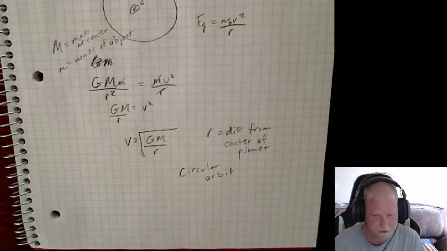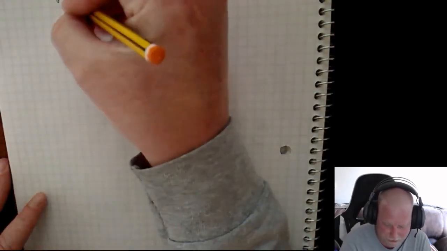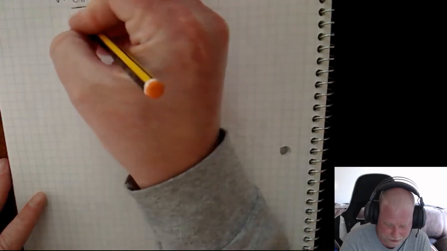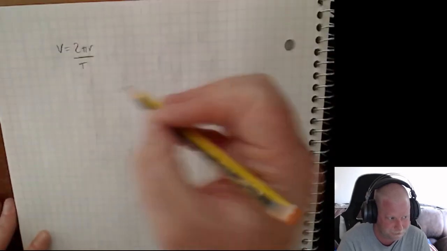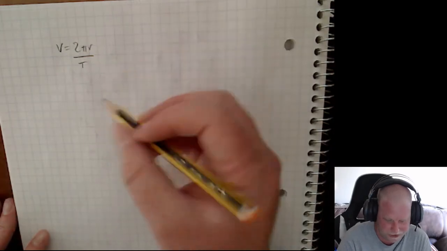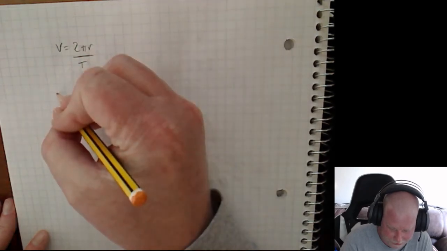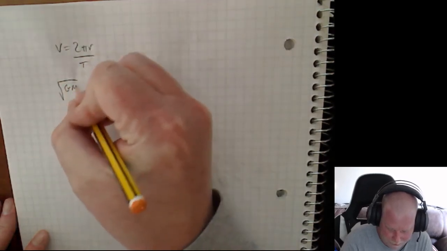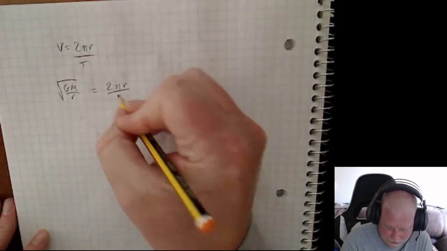Now, we can also derive a formula for the period of anything in orbit. So we know that the speed of anything in orbit is related to 2 pi r, its orbital distance, and T, the period. So let's go ahead and plug in the equation we just derived for something that is in a circular orbit. So v we could replace with the square root of GM over r, and set that equal to 2 pi r over T.